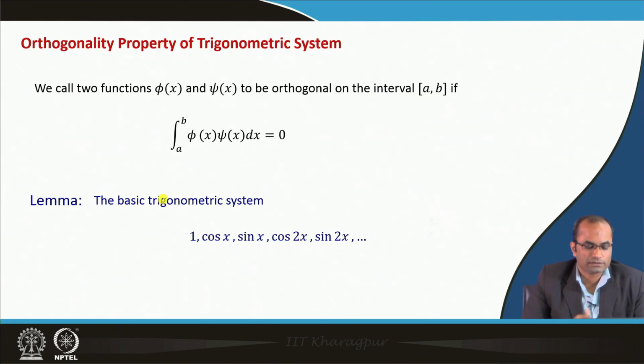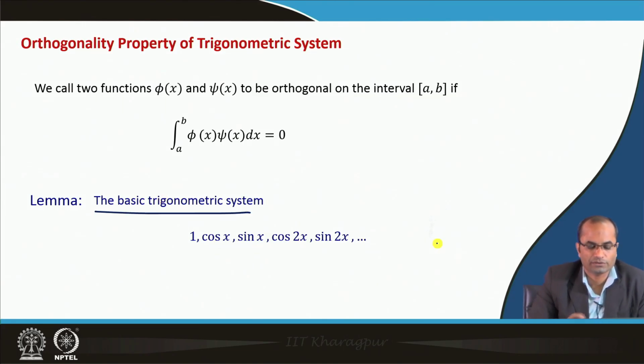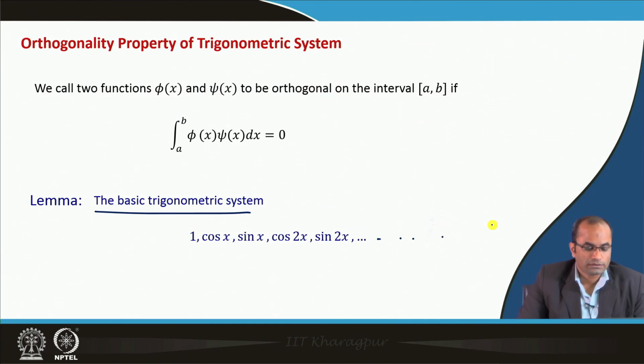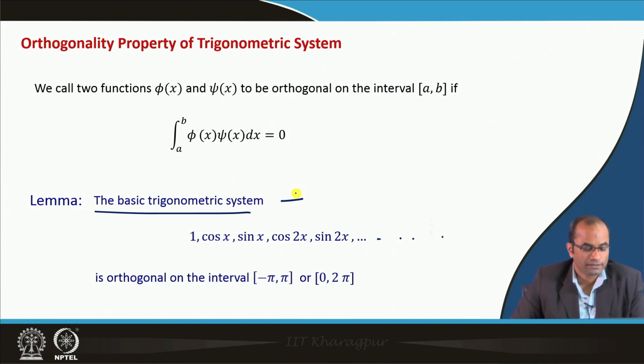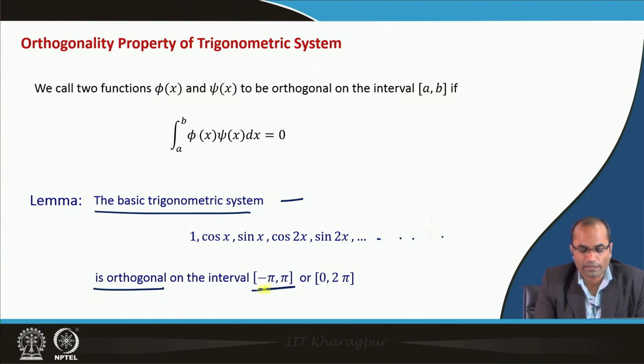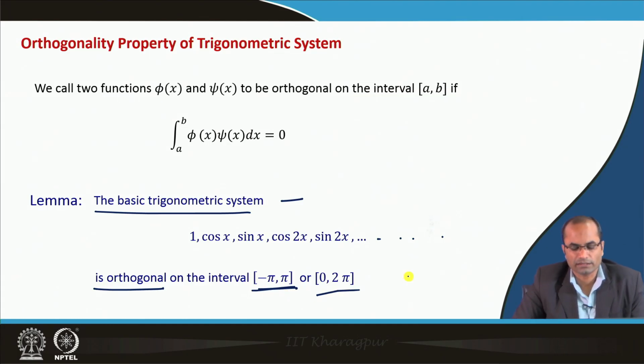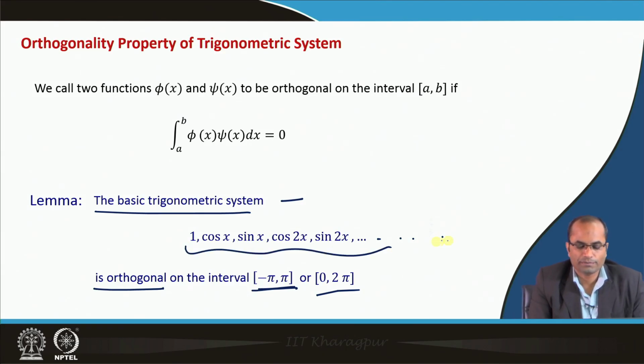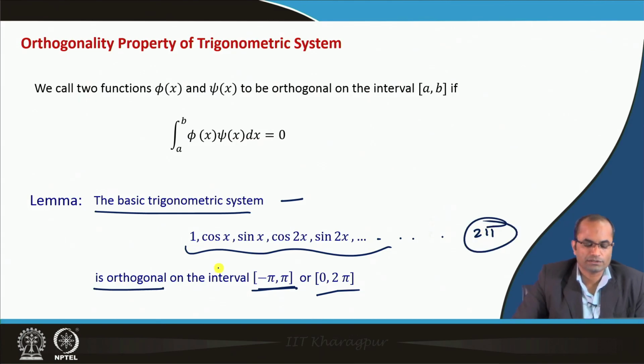Now we have the result for our trigonometric system. We call it the basic trigonometric system when we have the simple functions 1, cos x, sin x, cos 2x, sin 2x, etc., and this can continue to whatever number we want. This basic trigonometric system is what is interesting here, and we will prove that it is orthogonal on the interval from −π to π, or we can take any other interval, for instance 0 to 2π or a to a + 2π, as long as we are covering the length 2π, because this is the common period for this system.